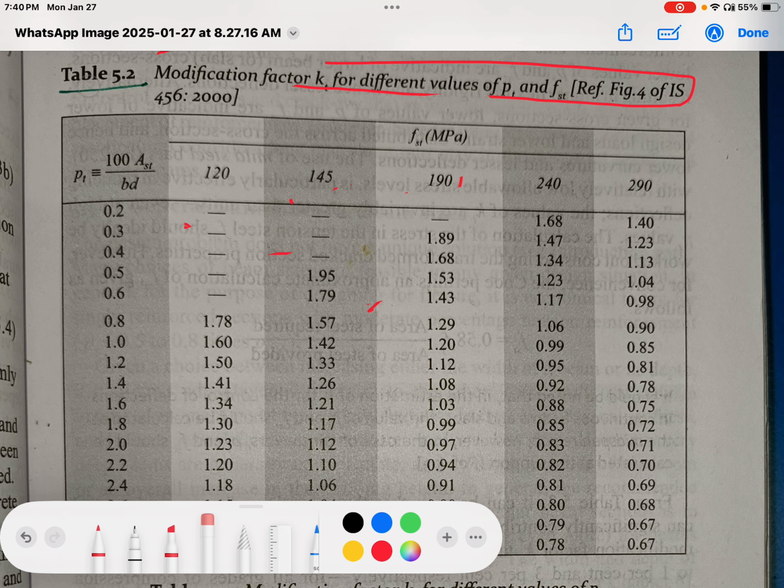Anyways, this chart I will share in the group. This is very helpful. You can refer to the Pillai Menon book. Everything is given. That's a very good, nice book.